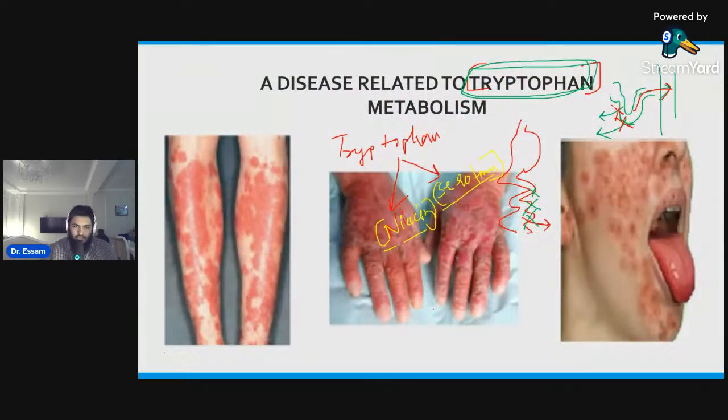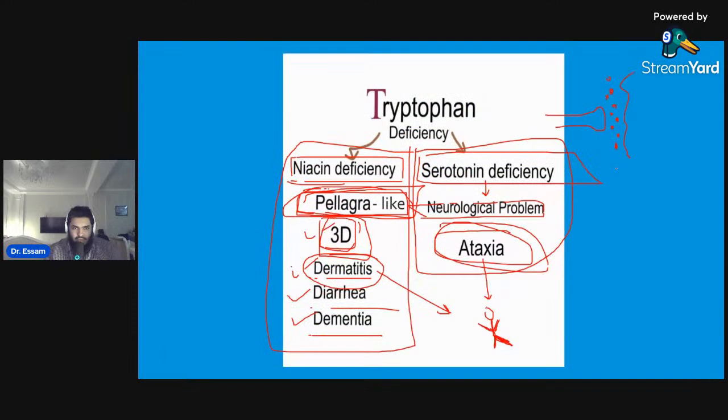So you see in this picture, this is dermatitis. If I show you this picture and I ask you what symptom is this, you should be able to tell that this is dermatitis. Okay. And what is the last thing? Dementia. So that is correct. Dementia means loss of memory. Loss of memory is dementia.